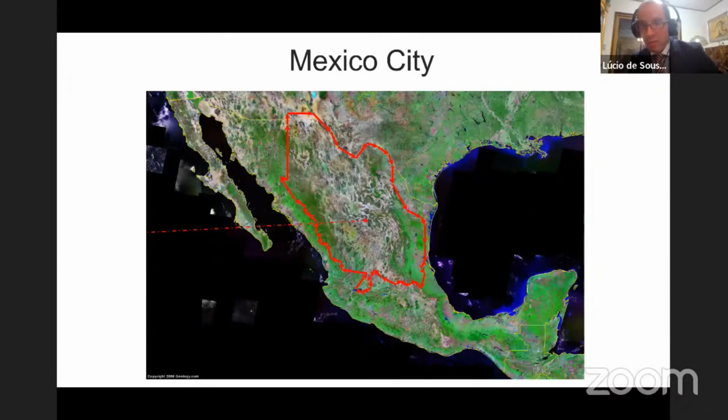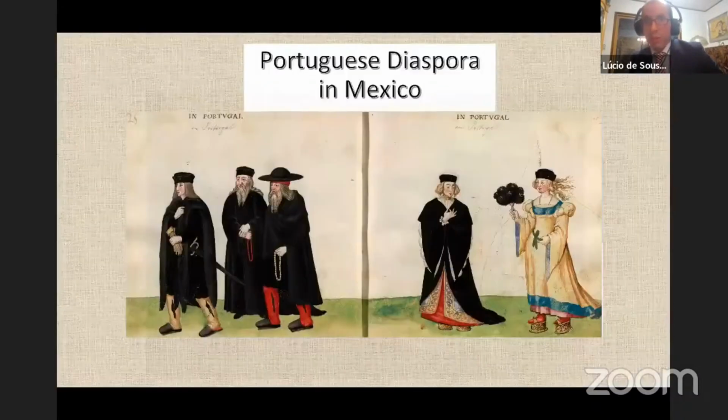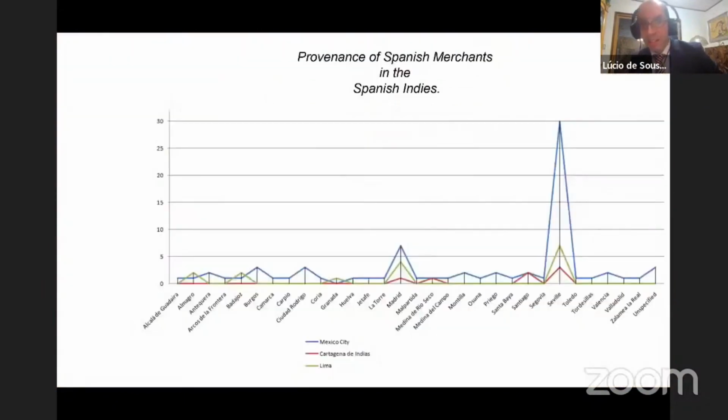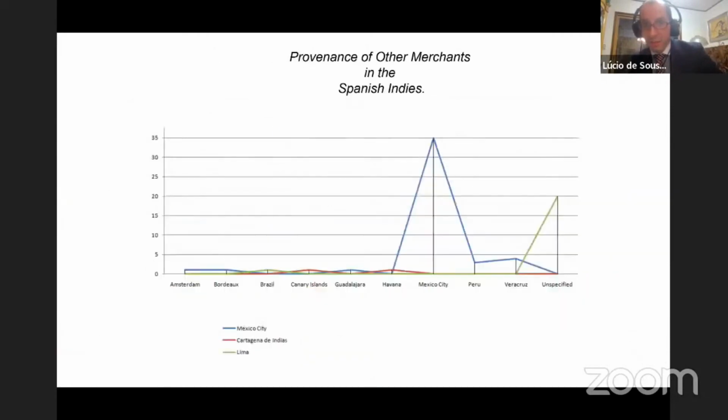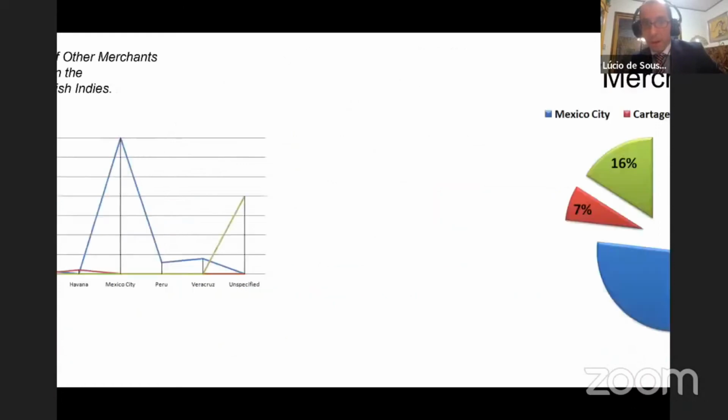And in Mexico City, now we have to do another study. We have to study the merchants that are deeply involved in Asian trade. So here we have to study the Portuguese diaspora in Mexico. Why? If we start studying the provenance of Spanish merchants in the Spanish Indies, we will have this list that you are seeing here.